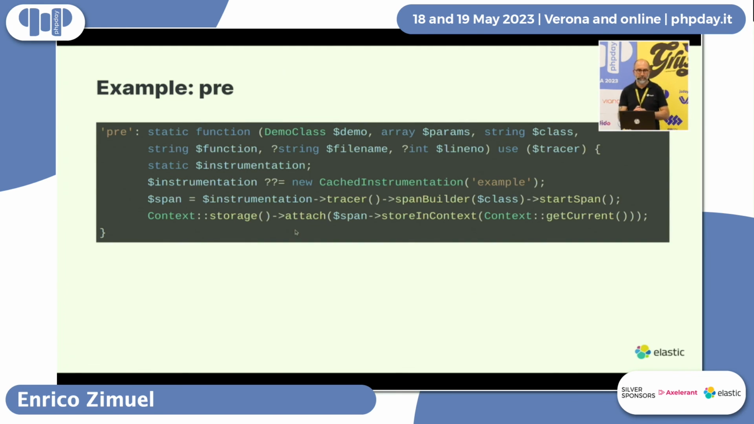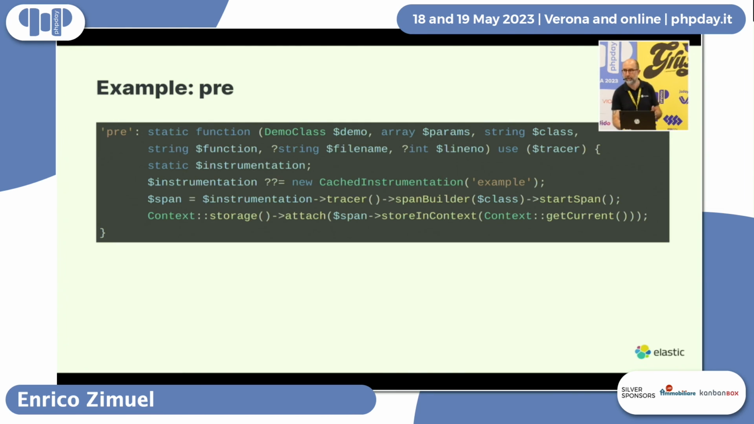So imagine that in the pre function you want to create a span. This is how you can do it. You have a static variable here that is instrumentation. We take this from a cached system, basically, that gives you the contents of the instrumentation. And as I showed you in the previous example, you just have to take the tracer and start the span. That's it.